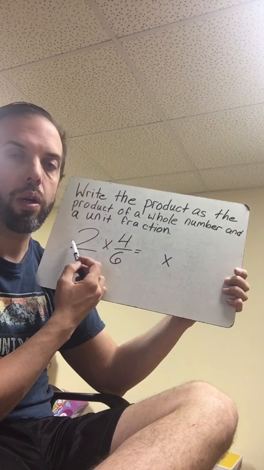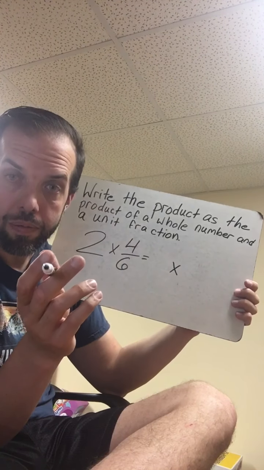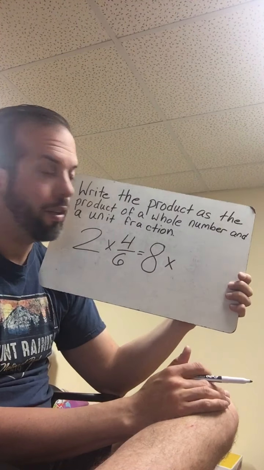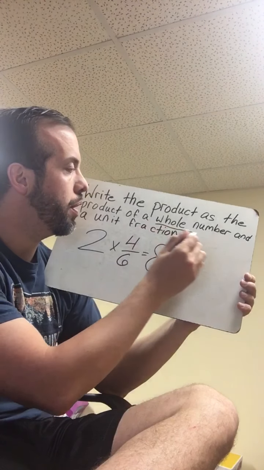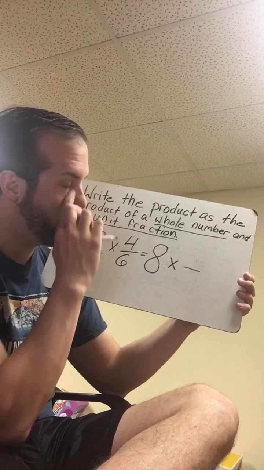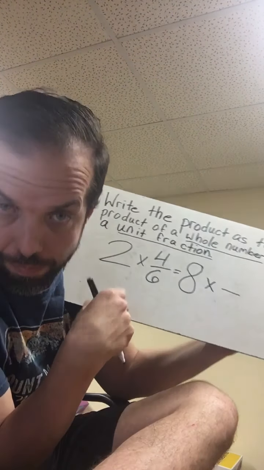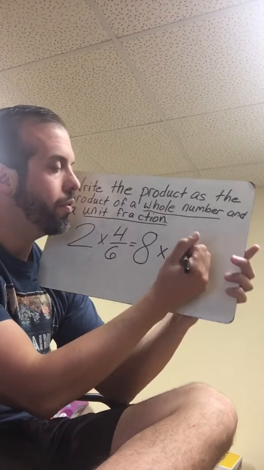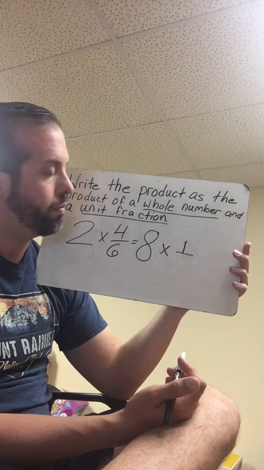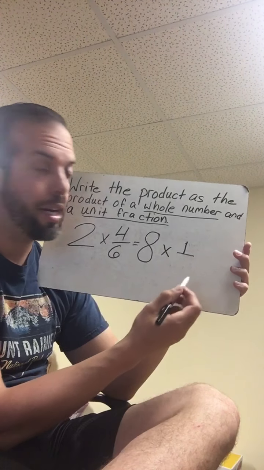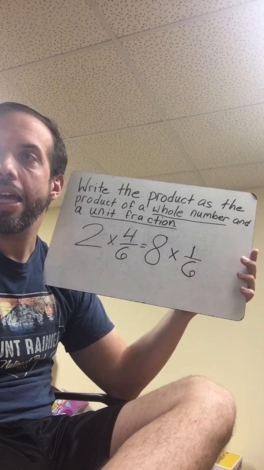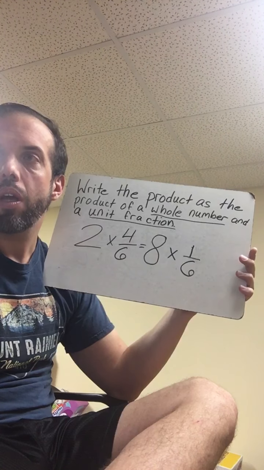2 times 4. 2 times 4 is? Good job. 8. All right. So there's my whole number. Now I have to use my unit fraction. Well, I know all unit fractions have a numerator of 1. All right. What's my denominator going to be? You're right. Just slide it over. It's a 6.